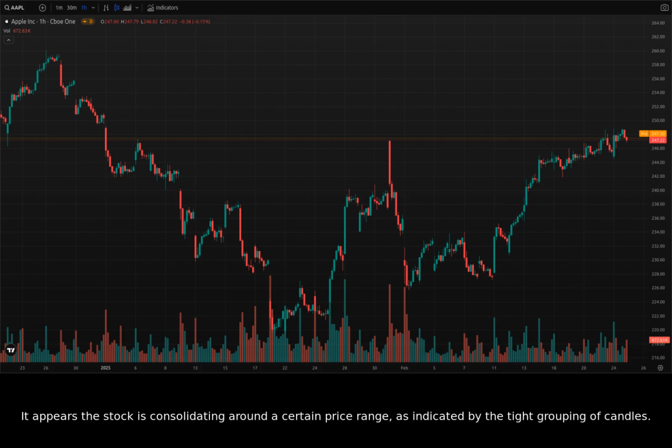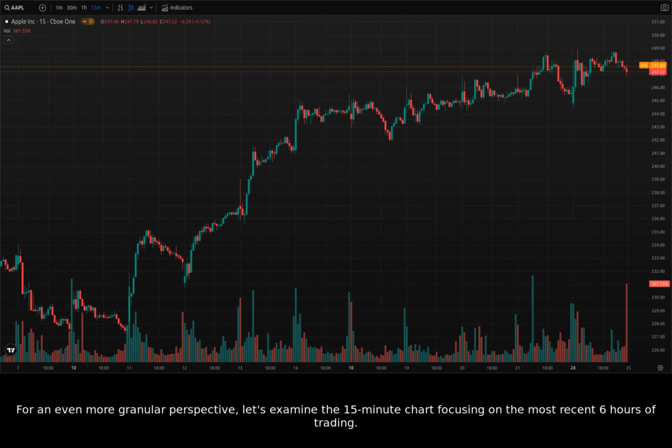It appears the stock is consolidating around a certain price range, as indicated by the tight grouping of candles. This consolidation could be a period of accumulation before a potential breakout either upward or downward. For an even more granular perspective, let's examine the 15-minute chart focusing on the most recent 6 hours of trading.